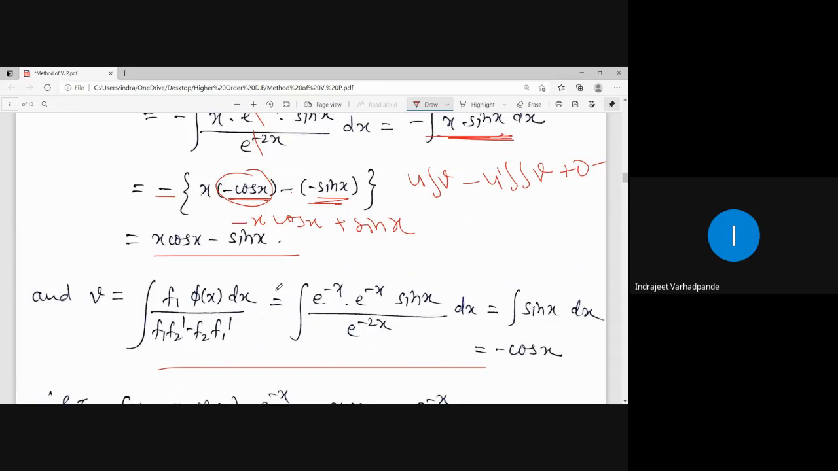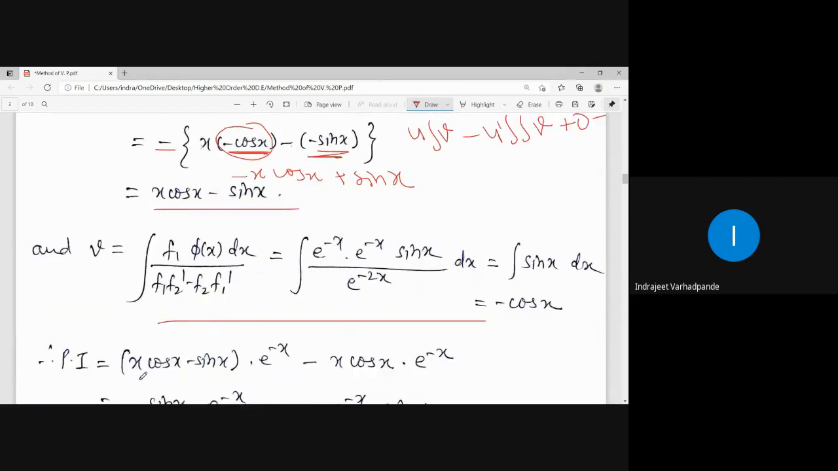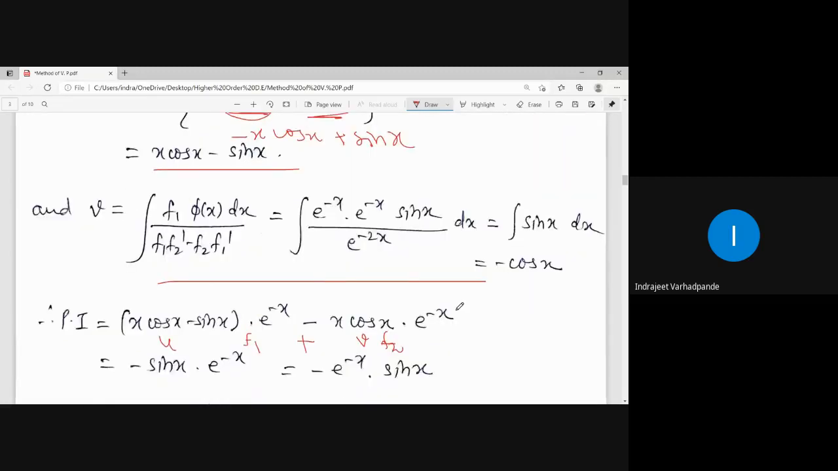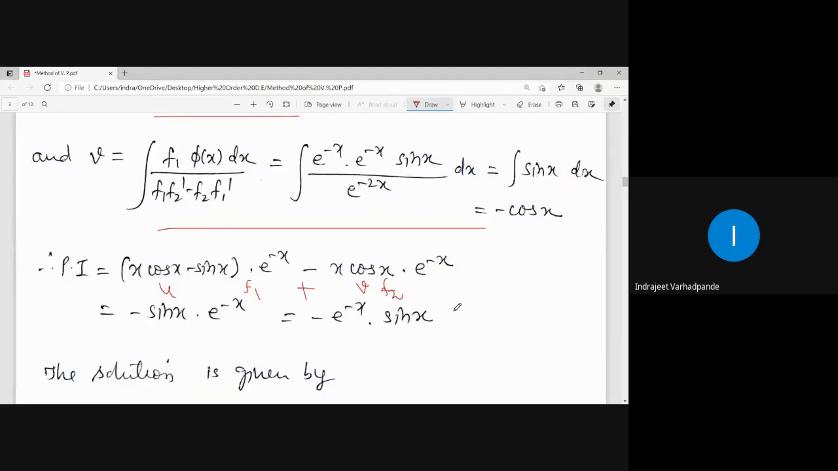But this is not the end of PI. U multiplied with f1, V multiplied with f2 is PI. U multiplied with f1 minus, now plus has become minus here, V multiplied with f2. UF1 plus VF2, that is what the PI is. Again try to simplify if anything cancels out or vanishes. So what we are left with is minus e to the power minus x into sin x, that is your PI. The complete general solution is y is equal to CF plus PI.